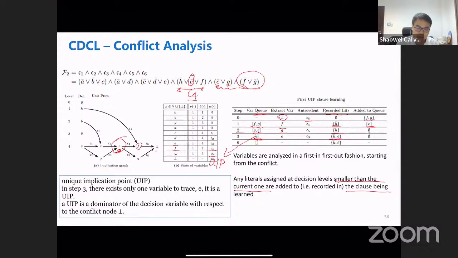Actually, if we do not stop at this UIP, we can continue this analyzing procedure step by step until it touches the root of the reason. And we can stop at any stage, which corresponds to a different cut. We can stop here, we can stop here, we can stop here, right? We can have many ways to stop the analysis. Modern SAT solvers usually use the first UIP heuristic to stop this analyzing procedure.